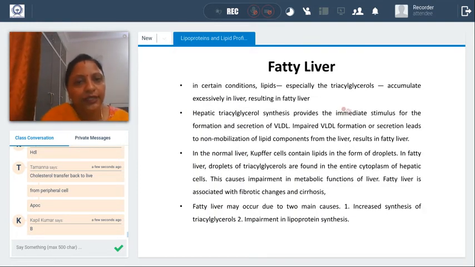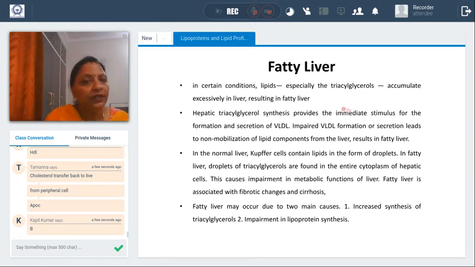What is fatty liver? In certain conditions, lipids, essentially the triacylglycerols or TGs, accumulate excessively in liver, resulting in fatty liver. So what is fatty liver? Please write in the box. In certain conditions, lipids or fats, especially the TGs, accumulate excessively in liver. It is called fatty liver. Hepatic triacylglycerol synthesis provides the immediate stimulus for the formation and secretion of VLDL. Impaired VLDL formation or secretion leads to non-mobilization of lipid components from the liver, resulting in fatty liver.